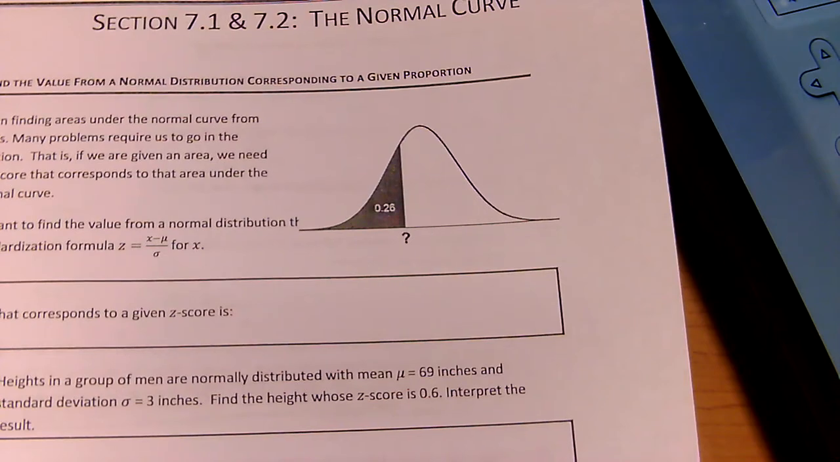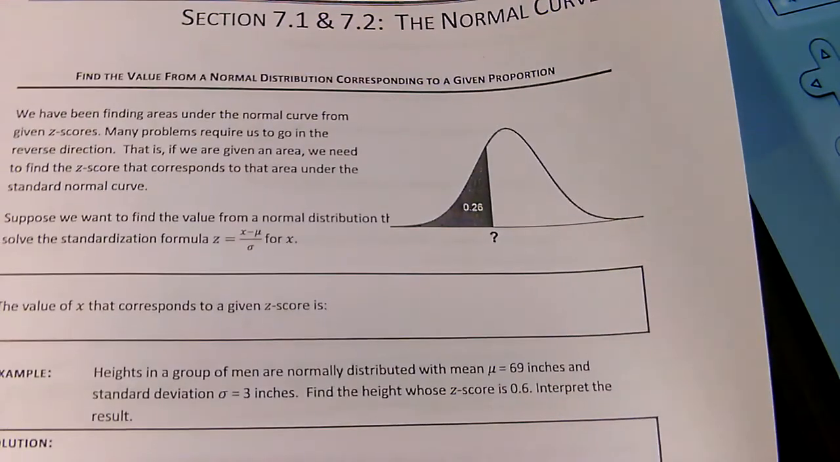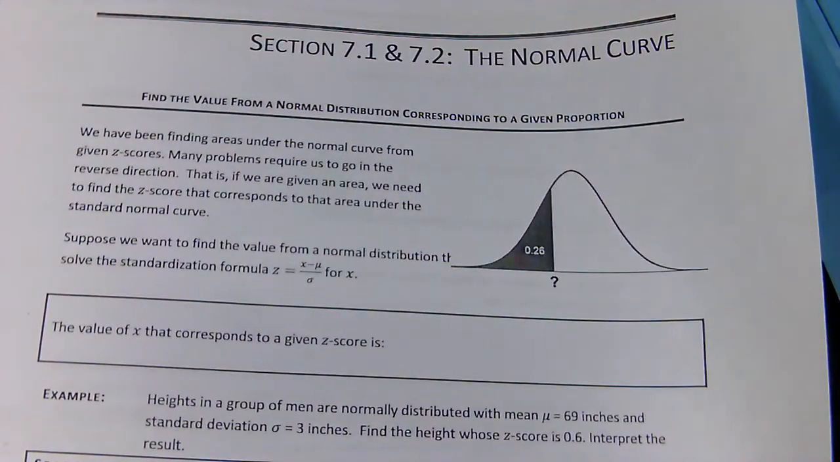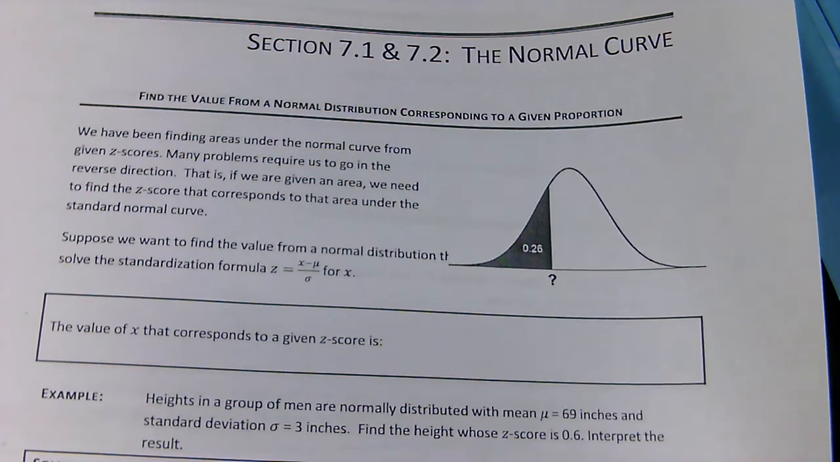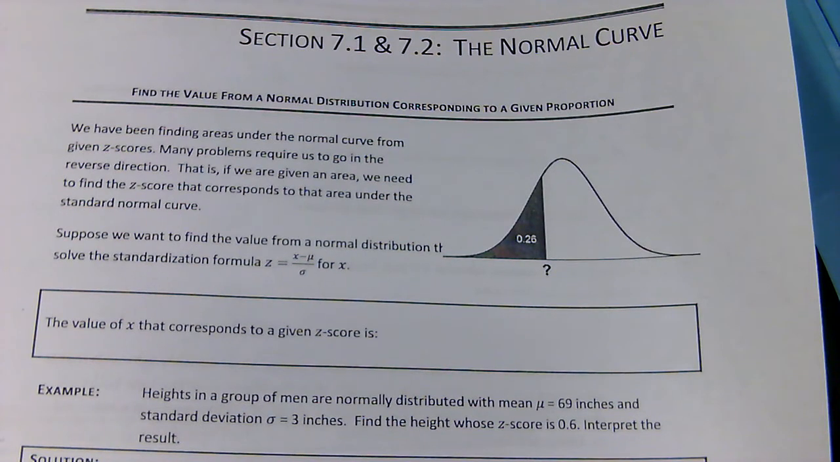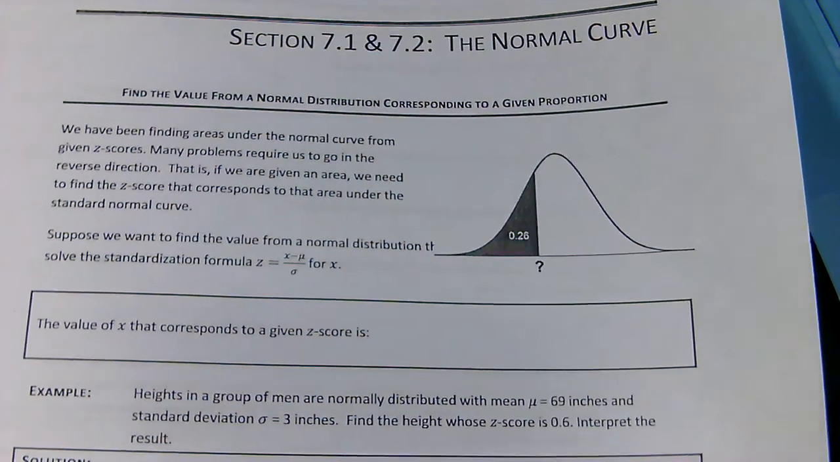Now, we've been finding areas from the normal curve with given z-scores. Many problems require us to go in the reverse direction. That is, if we're given an area, we need to find the z-score that corresponds to that area. Now, suppose we want to find the value from a normal distribution that has a certain area. We'll go into that a little bit later. I really should have put that in a different spot.